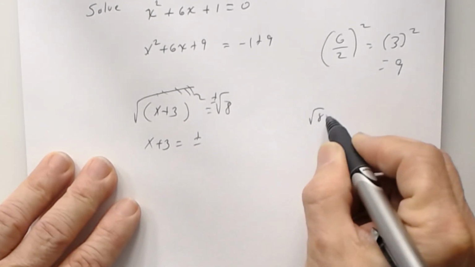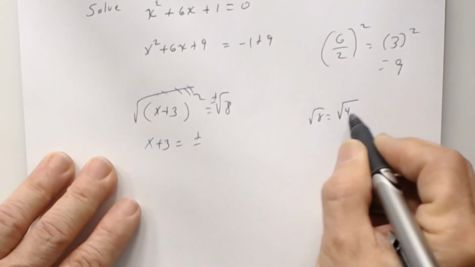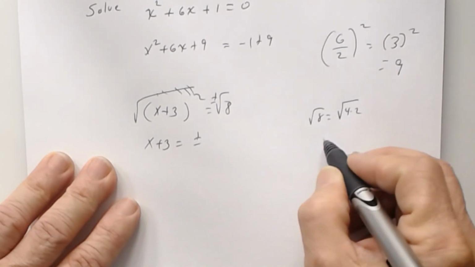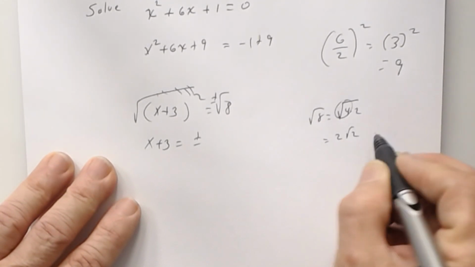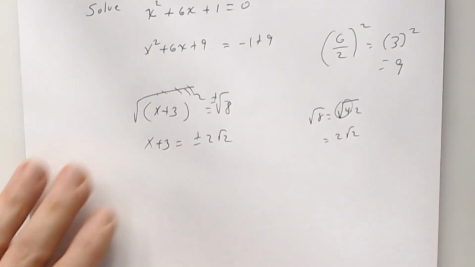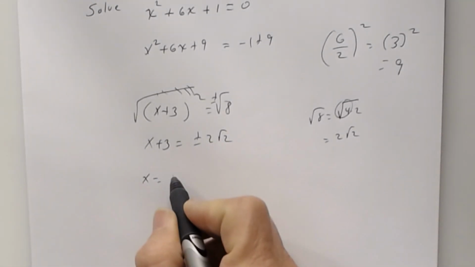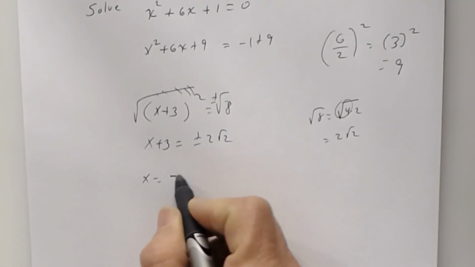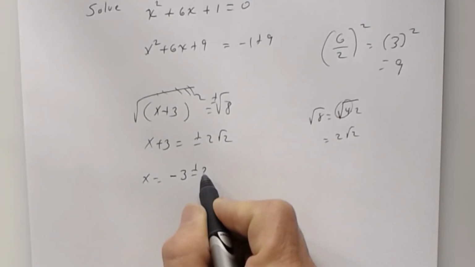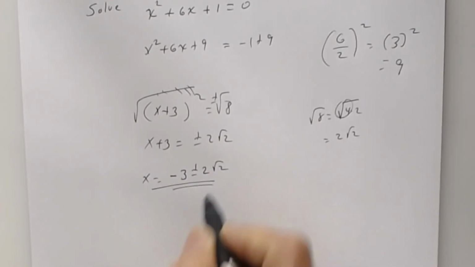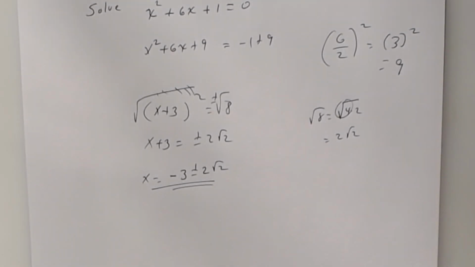So I get x plus 3 equals plus or minus the square root of 8, and let's simplify that. The square root of 8 is the square root of 4 times 2, so that's 2 square root of 2. And then one more step: subtract 3 from both sides. So what's x? x equals -3 plus or minus 2 square root of 2.